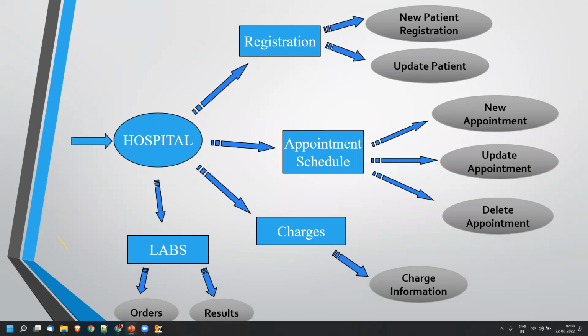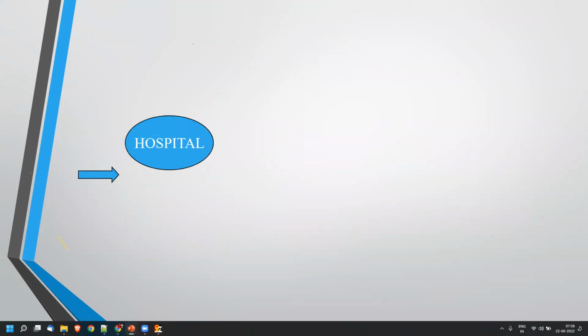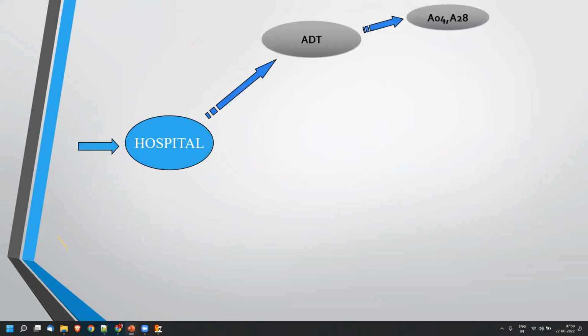Again, these are the terms that we use in real time for our own understanding, right? HL7 doesn't understand new patient registration, appointment, update patient or new appointment and all. It has its own naming convention or nomenclature or terminology. Let's look at that. So we know that registrations are represented with ADT, right? So new patient registrations are represented with the help of ADT A04 or A28. Okay, these are two events. Whenever a patient is getting registered, they will use A04 or they may use A28.